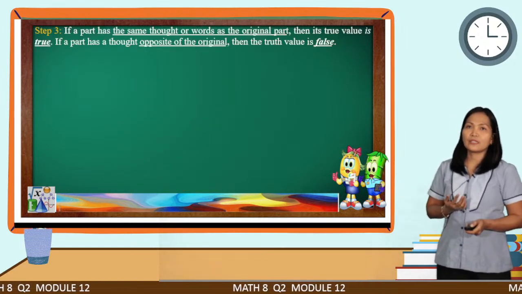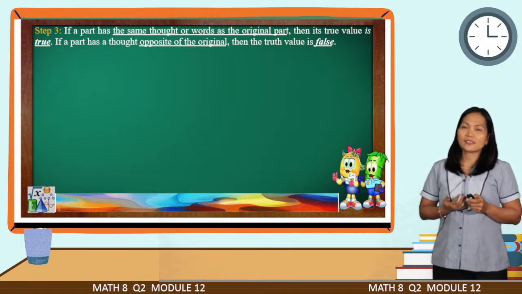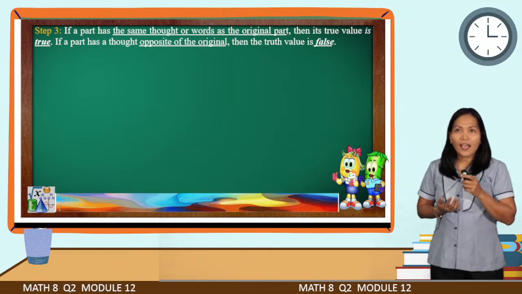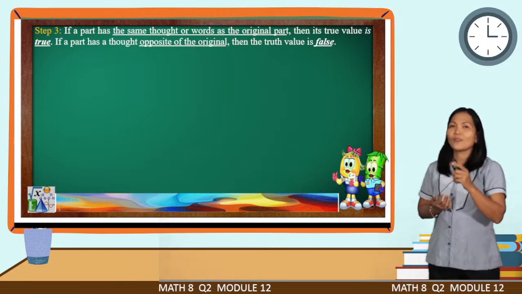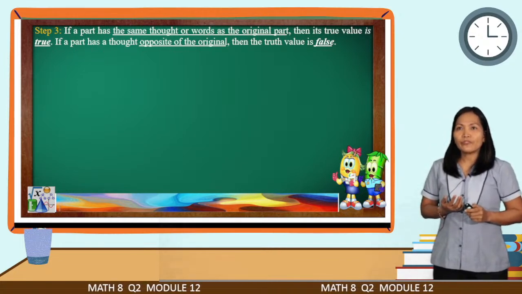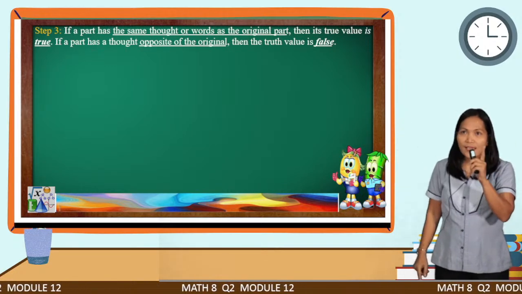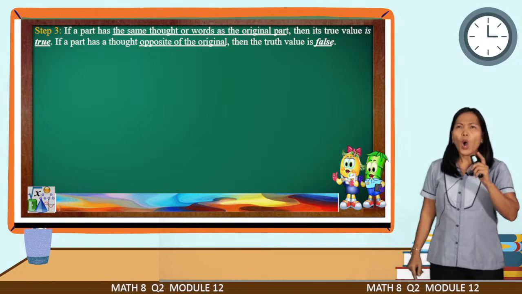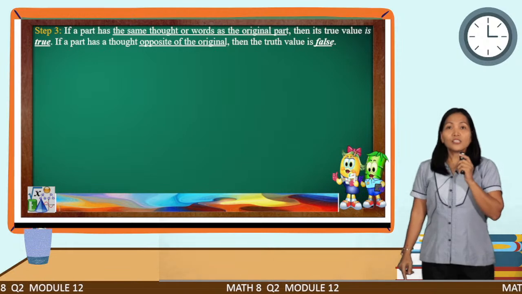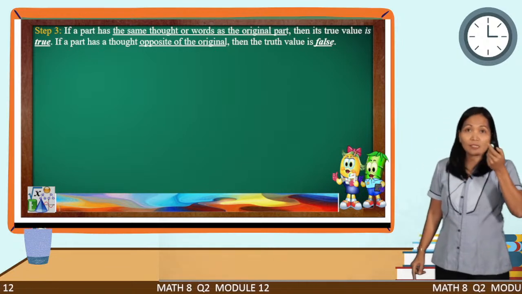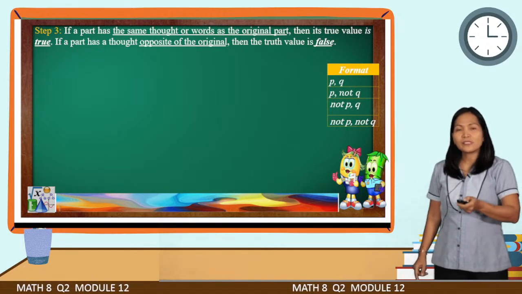Let's have step 3. I want you to listen intently to this. If a part has the same thought or words as the original part, then its truth value is true. But if a part has a thought opposite of the original, then the truth value is false. Okay, let us again be guided by this format.